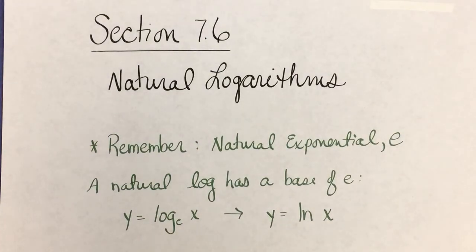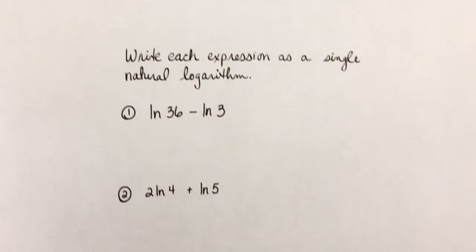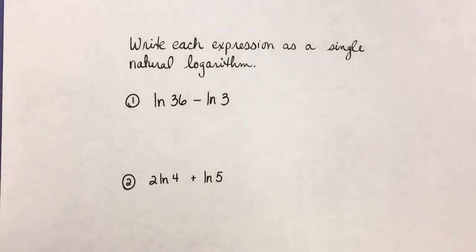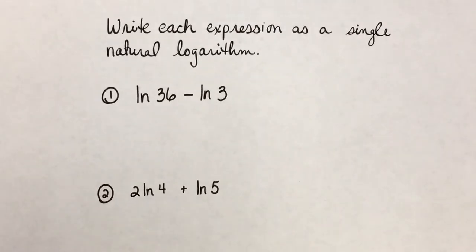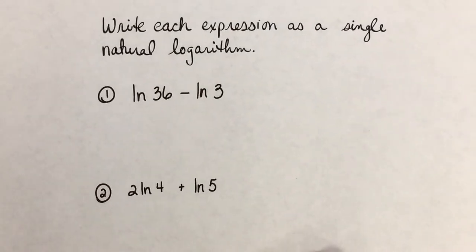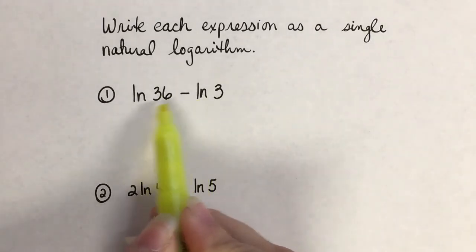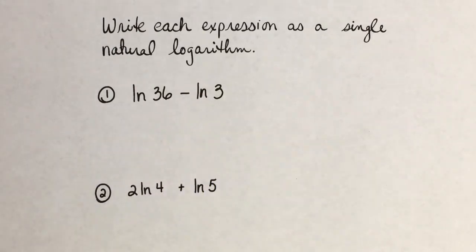Now, the first examples that we're going to be looking at are going to go back and involve the properties that we learned earlier in section 7.4. So if you need to refer back to your notes in section 7.4, you can. Here you're asked to write the expression as a single logarithm. Of course, single meaning one, so we only want ln written one time. Here I've got two separate terms with ln, and I just need to have one.